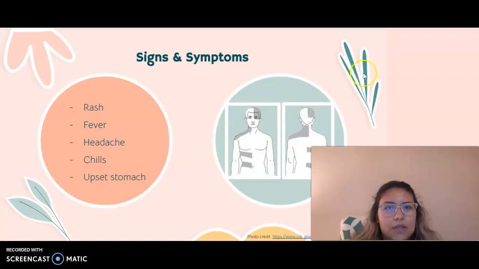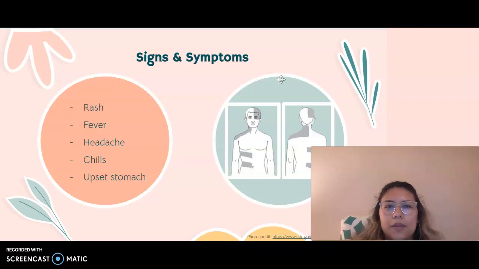Okay, let's talk about signs and symptoms. So we can see here rash is number one, and rash is what's shown on these images. These are the locations where you would most likely see the varicella zoster virus appear in the shingles blister rash form. It appears in stripe-like patterns, on either your right side or your left side, and either on your face or on your torso, just like this. And then you can also experience fever, headache, chills, and an upset stomach.